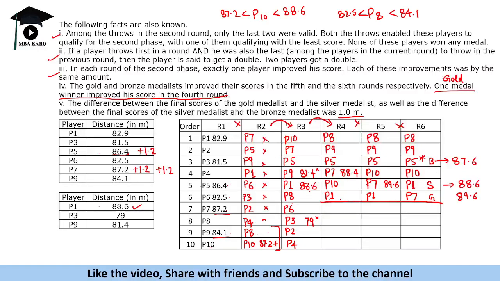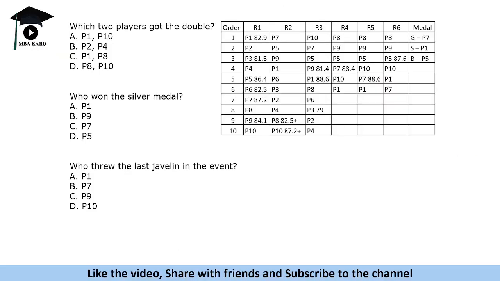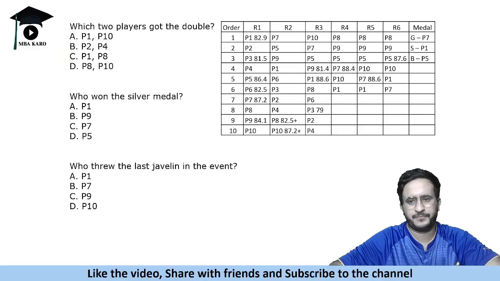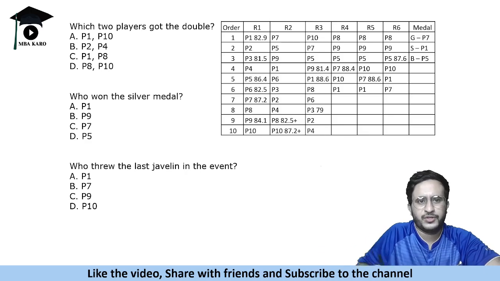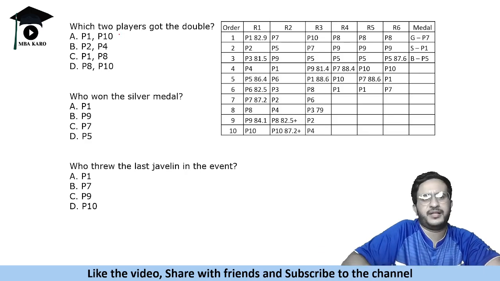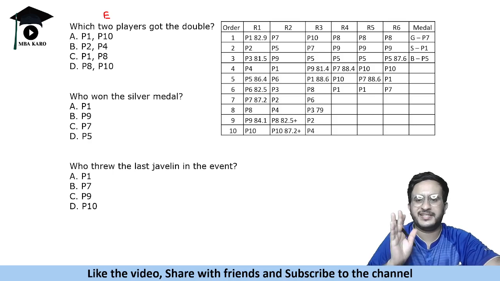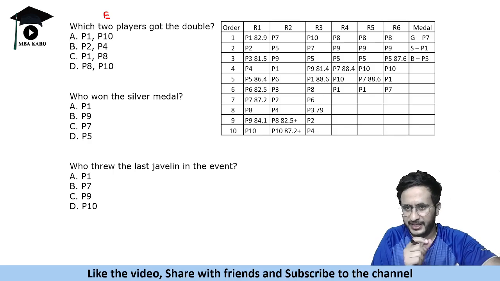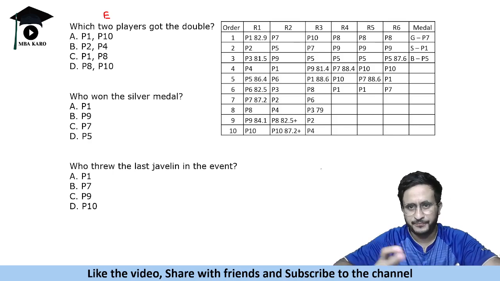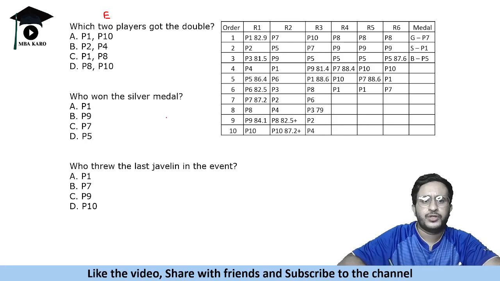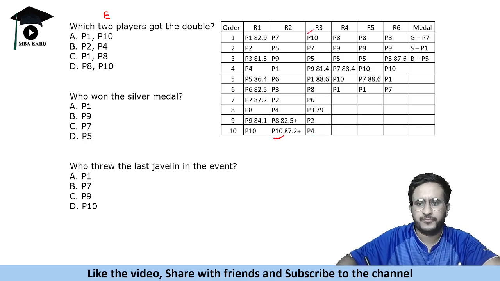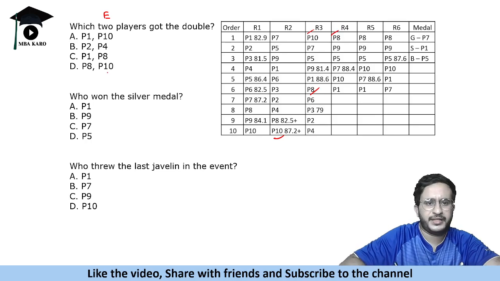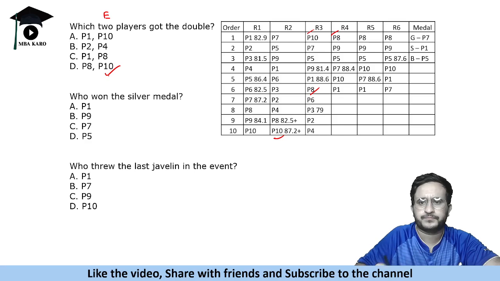Right, now let us see the questions and see if we could have attempted any of them earlier and answered them, not filling the entire thing. So the first question is, which two players got the double? Now this was an easy question, easy in the sense that if you read the entire rules paragraph, and then try to find out who could have had the double. So the double is of P10 from round 1 to this, and of this is P8. So P8 and P10, right?